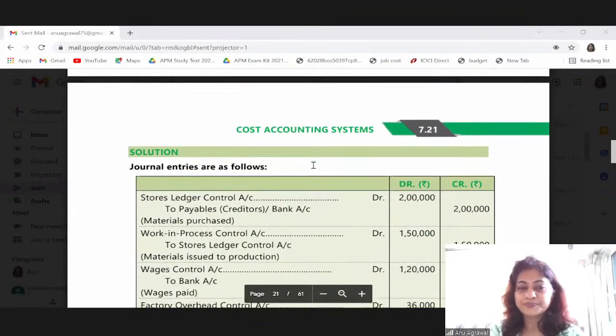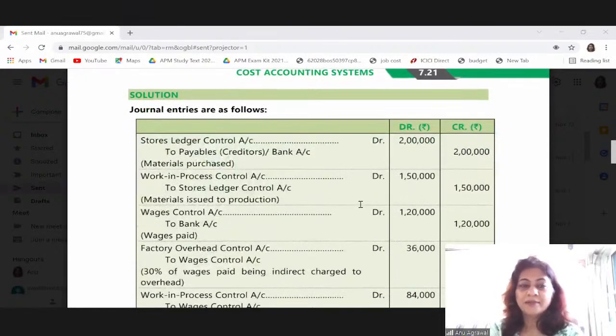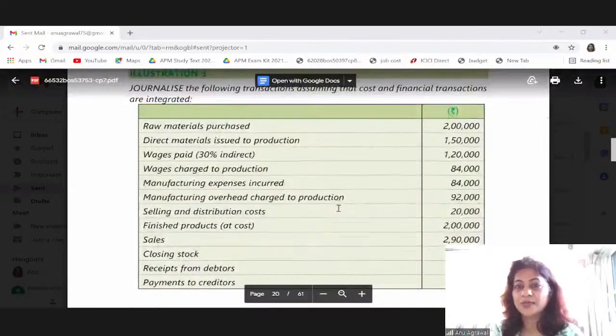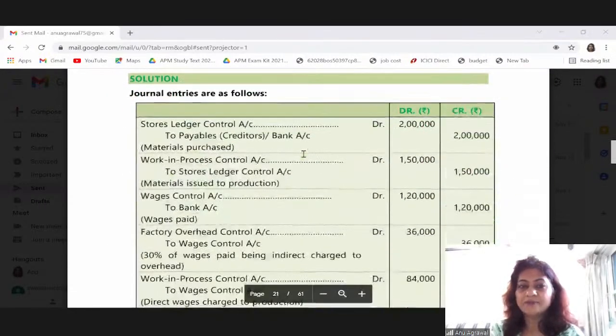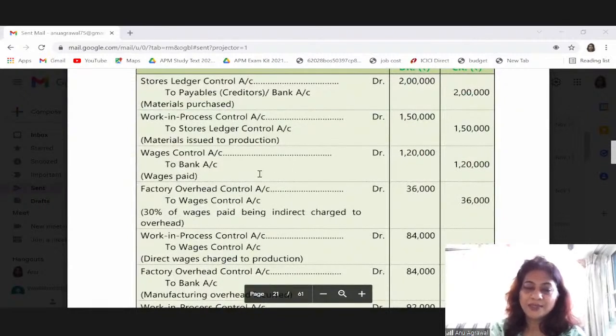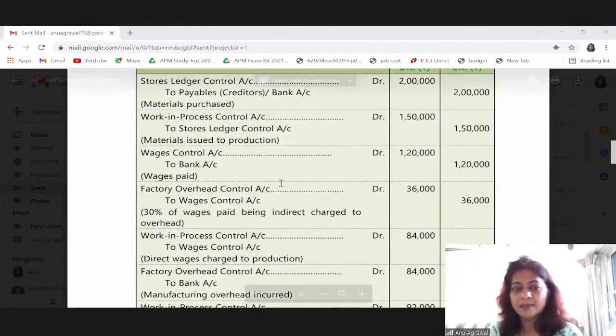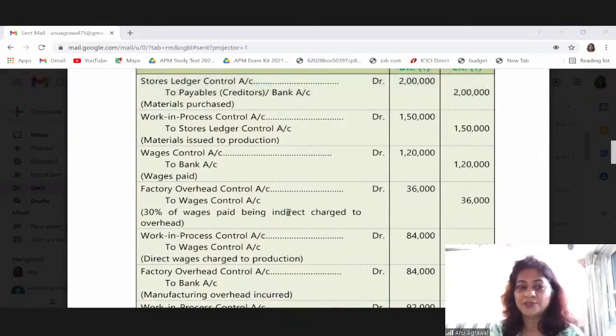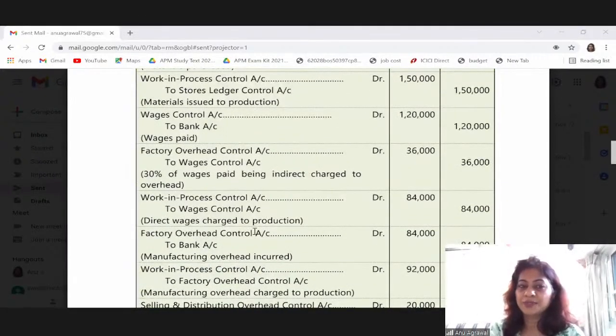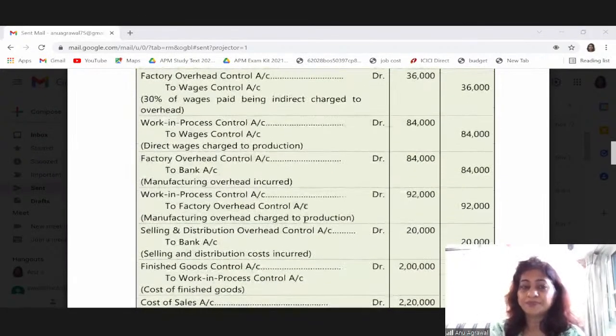So look at it, store ledger control account to creditors or to the bank, right? Amount issued to production, WIP control account to store ledger control account. So can you just look at, there is no difference in internal entries, right? Wages paid, wages control account to bank. How much? 20%, 30% was indirect, so it was going to factory overhead. The amount which was direct is going down to WIP control account.